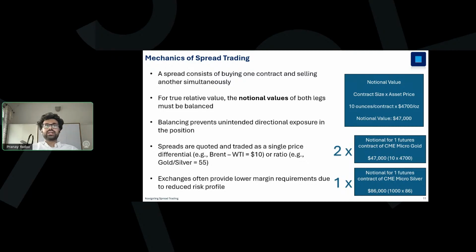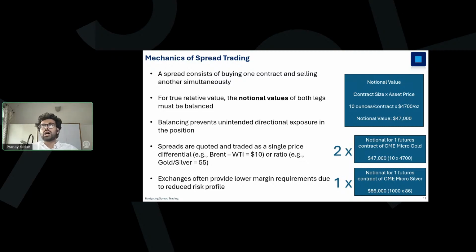Now, a crucial point that I'd like to bring up right now and that we'll dive into later in the presentation is that exchanges often provide lower margin requirements to spreads as compared to outright positions. That means outright long and short positions in independent quantities. And that's due to the reduced risk profile.